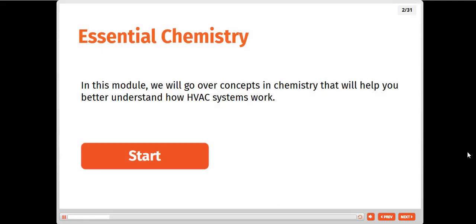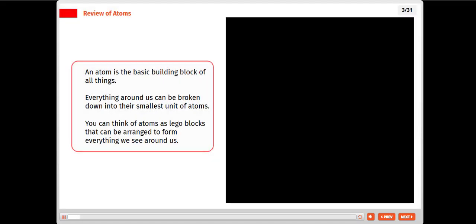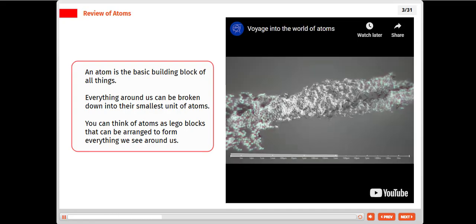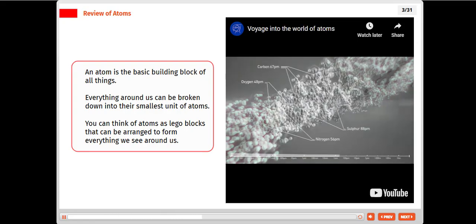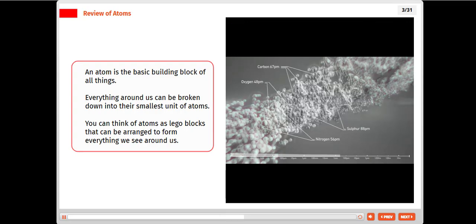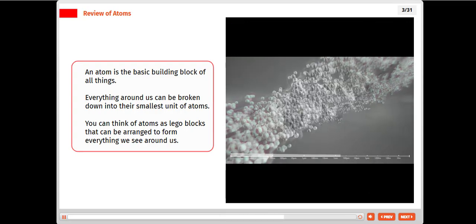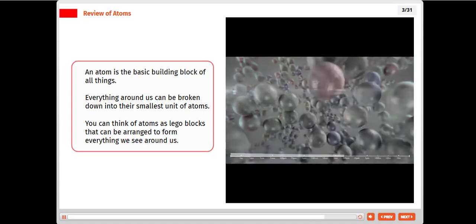In this module, we will go over concepts in chemistry that will help you better understand how HVAC systems work. Let's start. An atom is the basic building block of all things. Everything around us can be broken down into their smallest unit of atoms. You can think of atoms as Lego blocks that can be arranged to form everything we see around us.